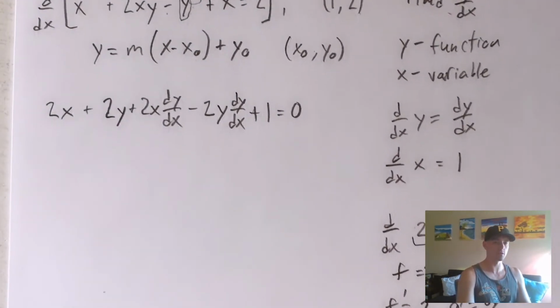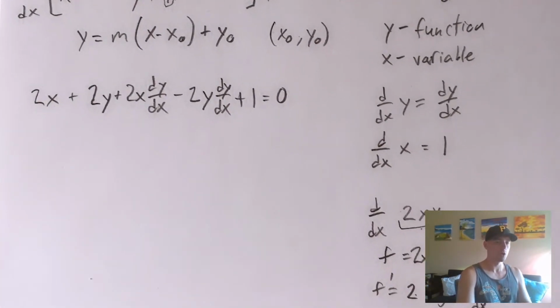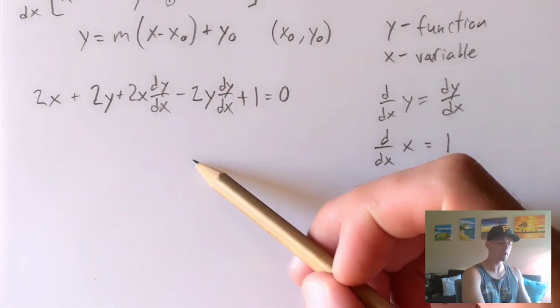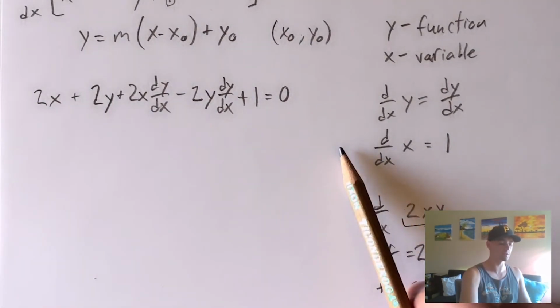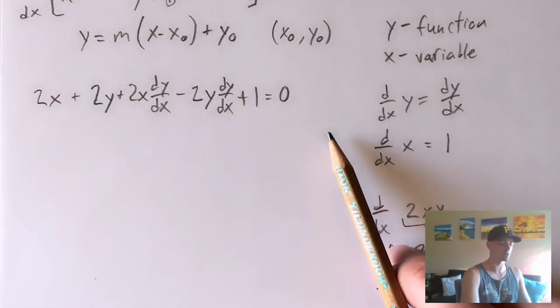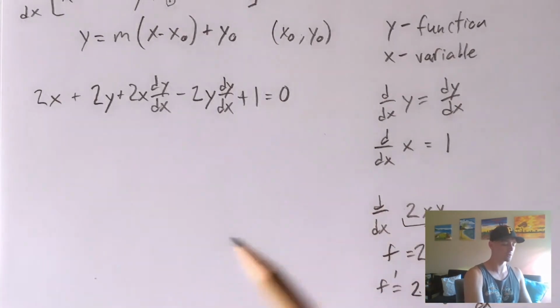So now that we've taken the derivative of both sides of our equation, what we want to do is move our dy dx terms over to one side of the equation and then move our non-dy dx terms over to the other side. All of our dy dx terms are already on the left side of the equation, so we can basically just move the rest of these terms over to the other side of the equation. So we'll keep our dy dx terms here.